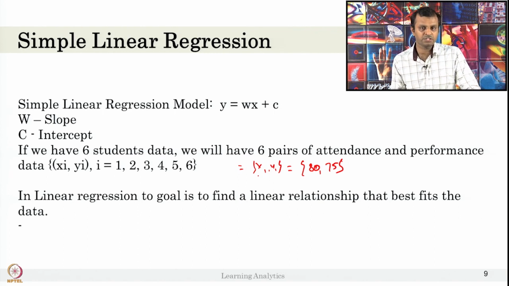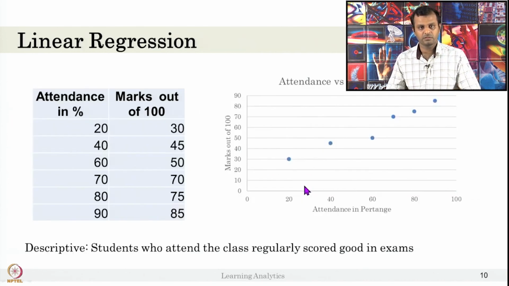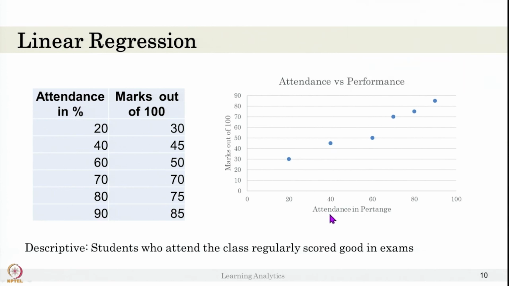In linear regression, the goal is to find a linear relationship between these two variables that best fits this x and y, that is it. So the very basic approach, let us talk about the attendance. We have 6 students' attendance data and the marks out of 100 for the same 6 students. So we are plotting attendance in percentage versus marks out of 100, 6 students' attendance here and 6 students' marks here. Let us see how this line fits.